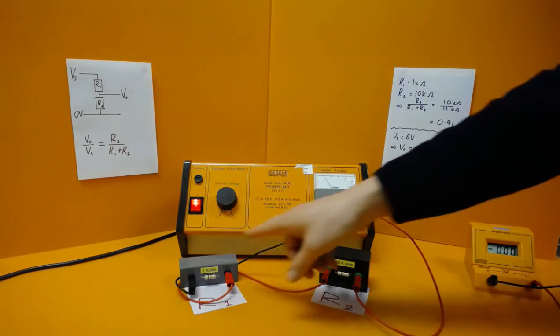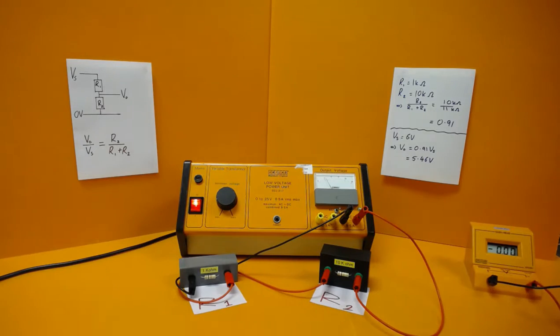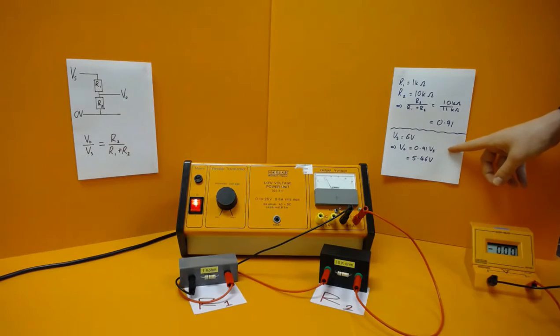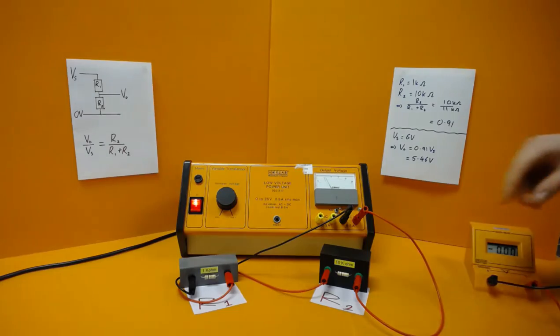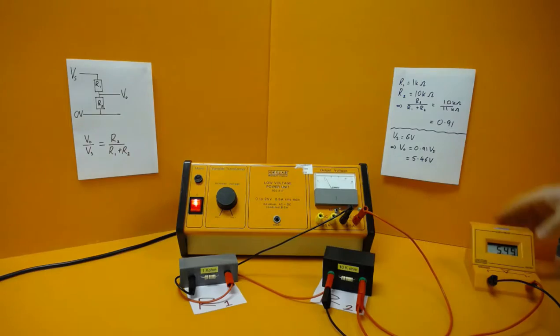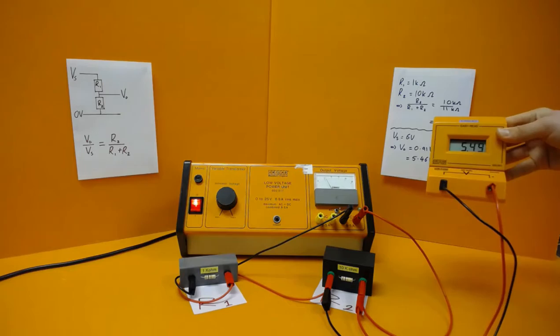Now we have R1 as 1 kiloohm, R2 as 10 kiloohms, and the supply voltage as 6 volts. Calculating R2 over R1 plus R2 gives us 10 kiloohms over 11 kiloohms, which equals 0.91. And if our supply voltage is 6 volts, V0 equals 0.91 times 6, which equals 5.46. And again, we can verify this by taking voltage across R2. So again, we're pretty close, 5.45.